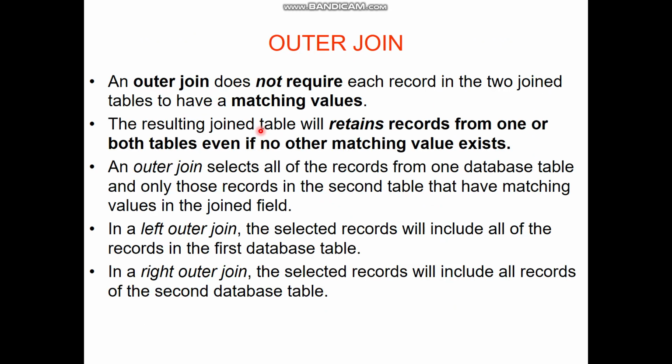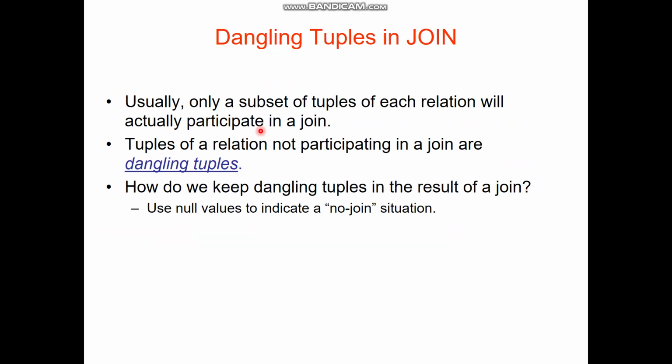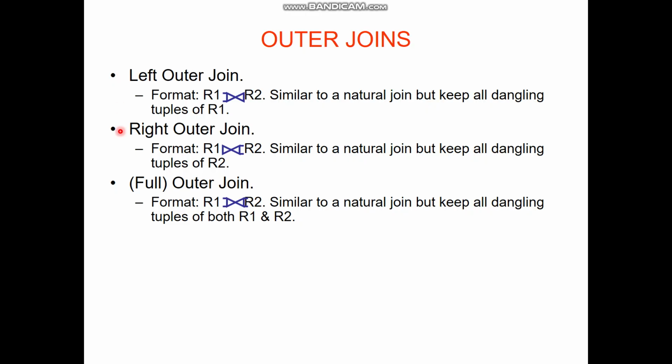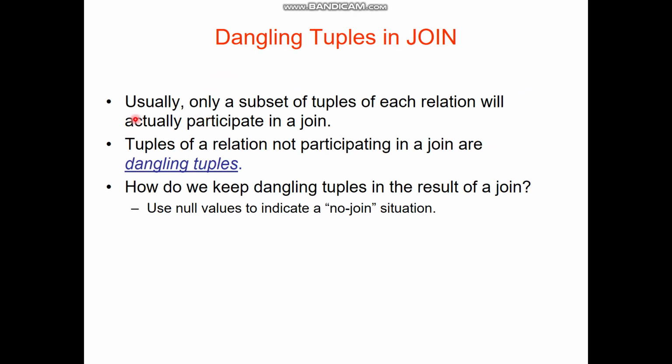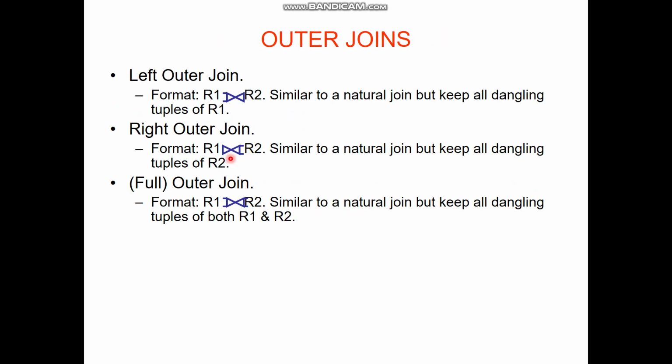Outer join means when you get the records that are not even matched. So outer join has multiple types. We have left outer join, right outer join, full outer join. Outer join means if we are using R1 outer join R2, it is similar to natural join but keeps all the dangling tuples of R1. What is a dangling tuple? Usually only a subset of tuples of each relation will actually participate. Tuples of a relation not participating in the join are dangling tuples. So outer join means we will keep those tuples as well which are not part of the join.